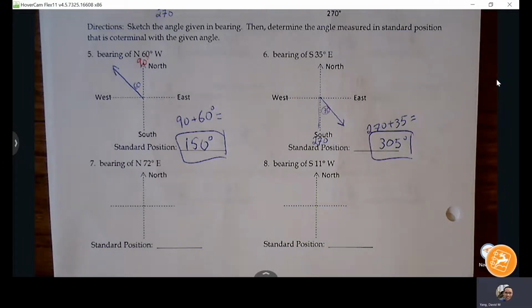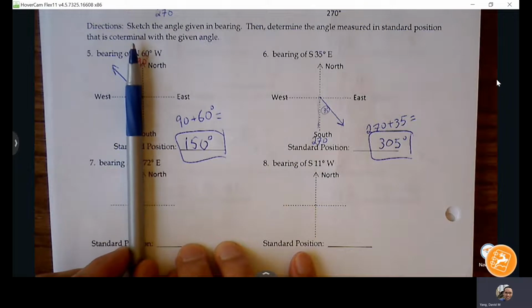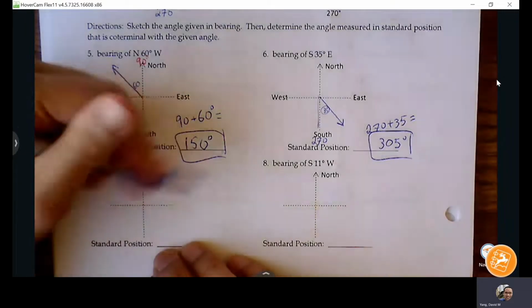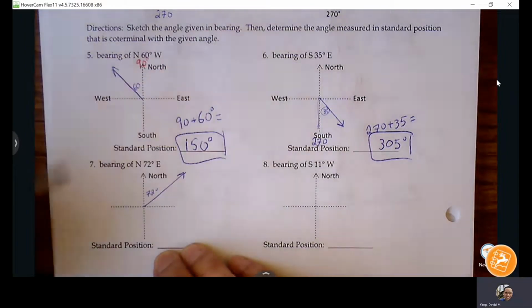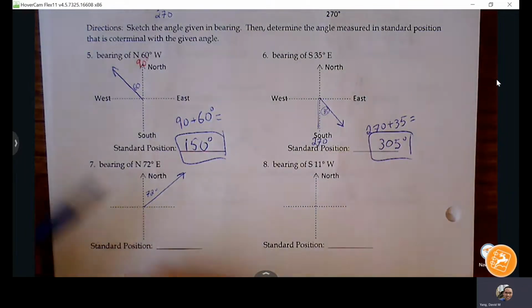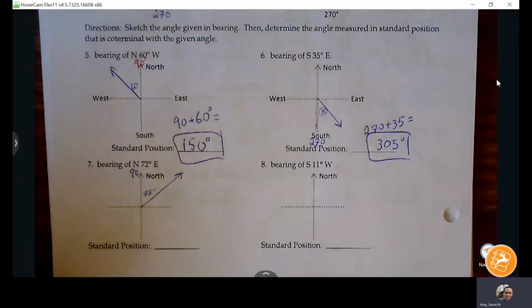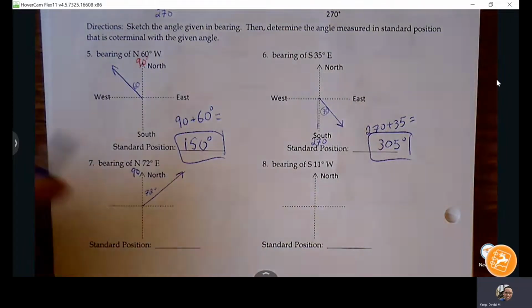Okay, which quadrant are we going to end up in? Yep, first quadrant, right? So you're starting at north, and then you're moving towards the east. So how can we find the true degree measure here? Good. 90 minus 72, because we want an angle measure between 0 and 90, right? We're expecting a first quadrant degree measure here.